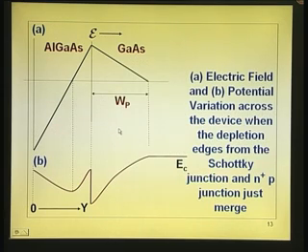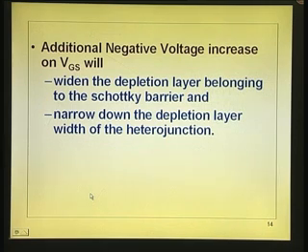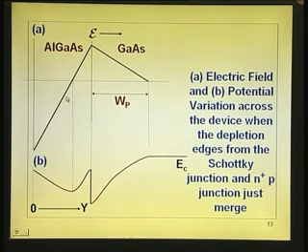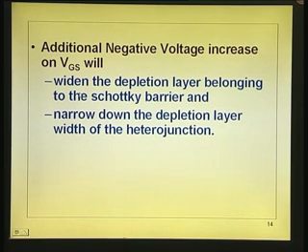And this is the electric field just when the depletion layers merge. If you increase the voltage further negatively, this point will move to the right and this point will move to the left. This potential is reduced. So, additional negative voltage increases VGS and this will widen the depletion layer belonging to the Schottky barrier. Any more negative voltage will widen this layer which belongs to the Schottky barrier, and it will reduce the depletion layer width here. That is what is said there: narrow down the depletion layer width of the heterojunction.